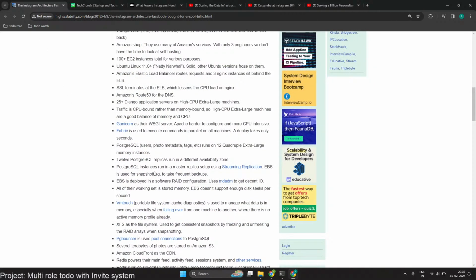12 Postgres replicas with different access, and the master.